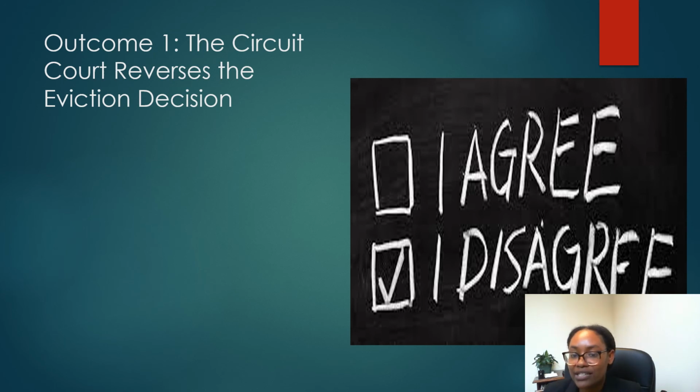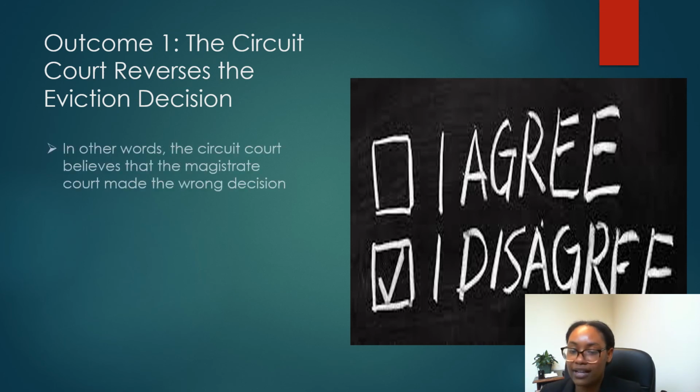Once you do get the decision, one outcome would be that the circuit court reverses the eviction decision. So they disagreed with the magistrate court, and that's in your favor. They agree with you that the magistrate court made the wrong decision, that they did something incorrectly. This is what you're hoping for when you file an appeal.